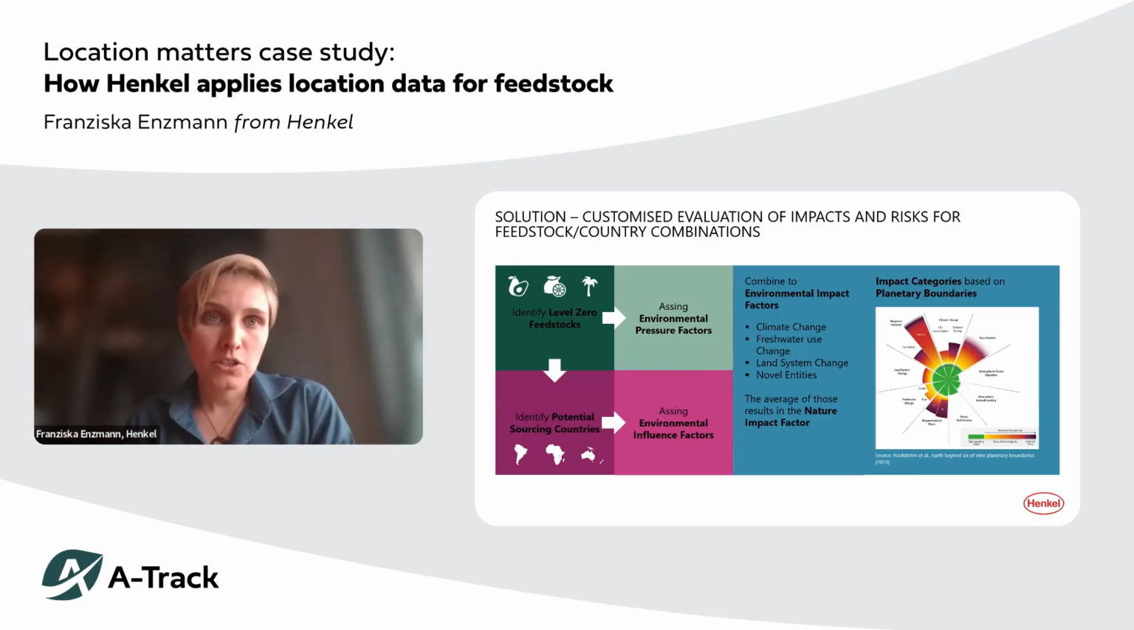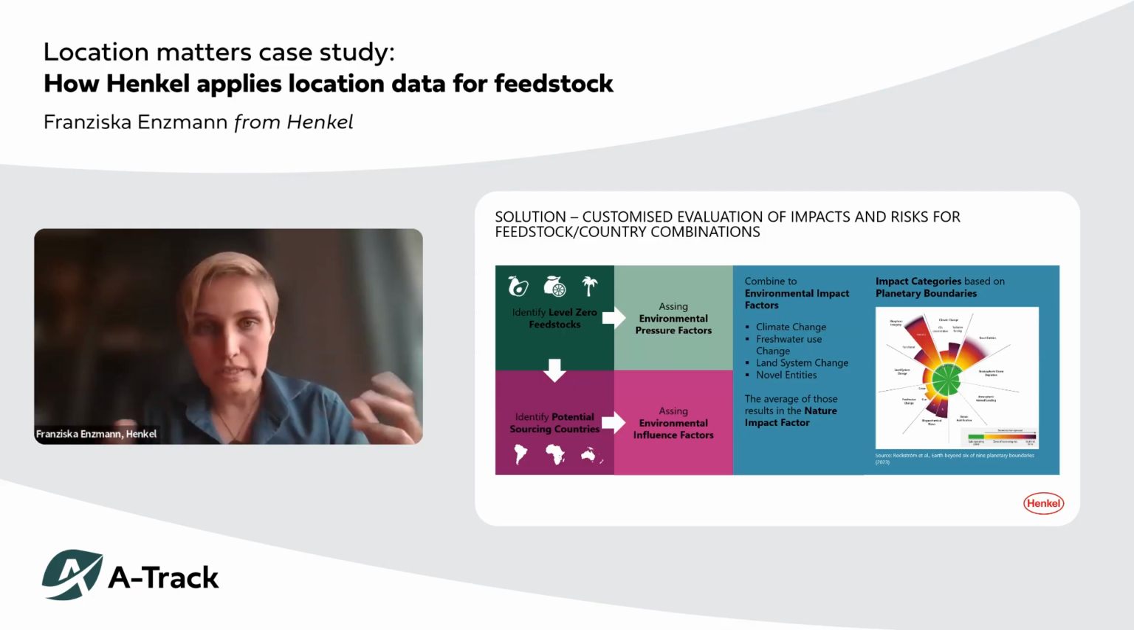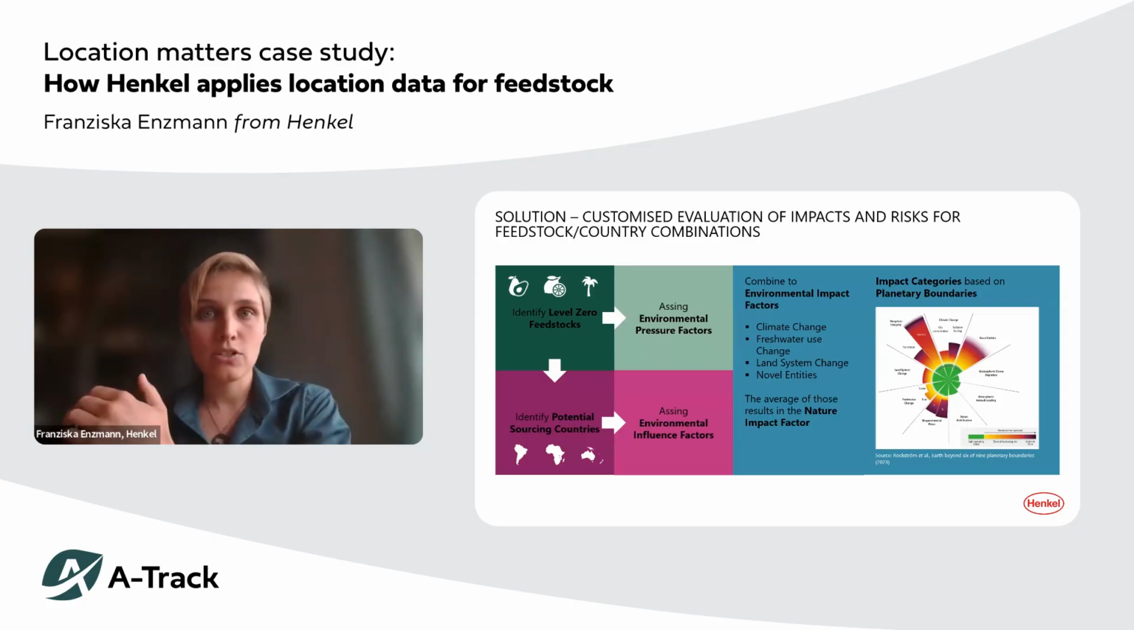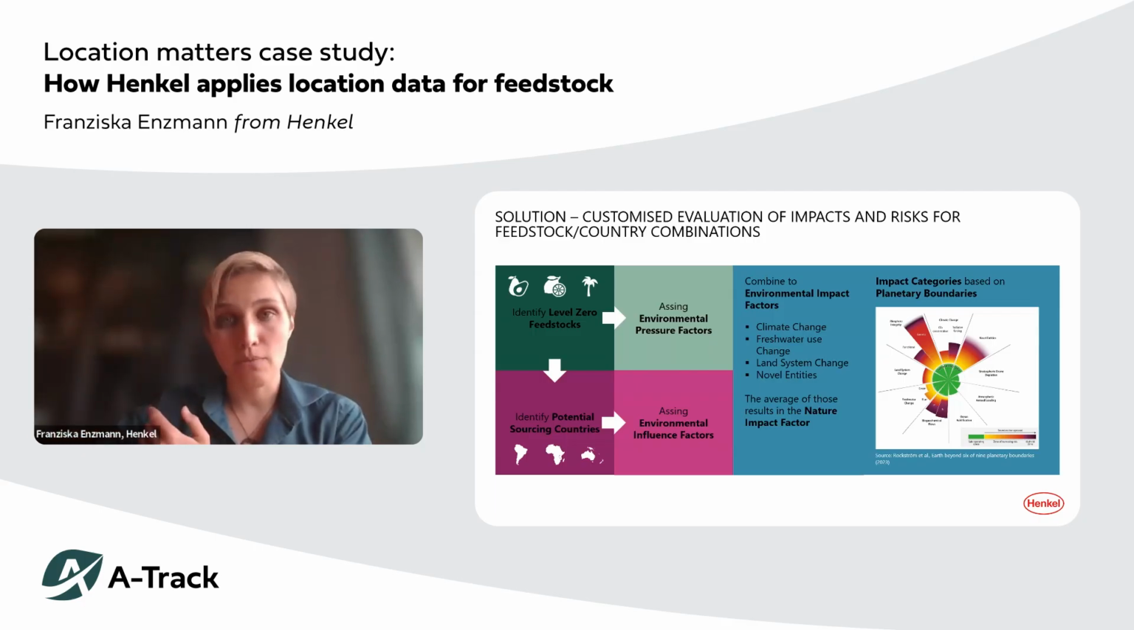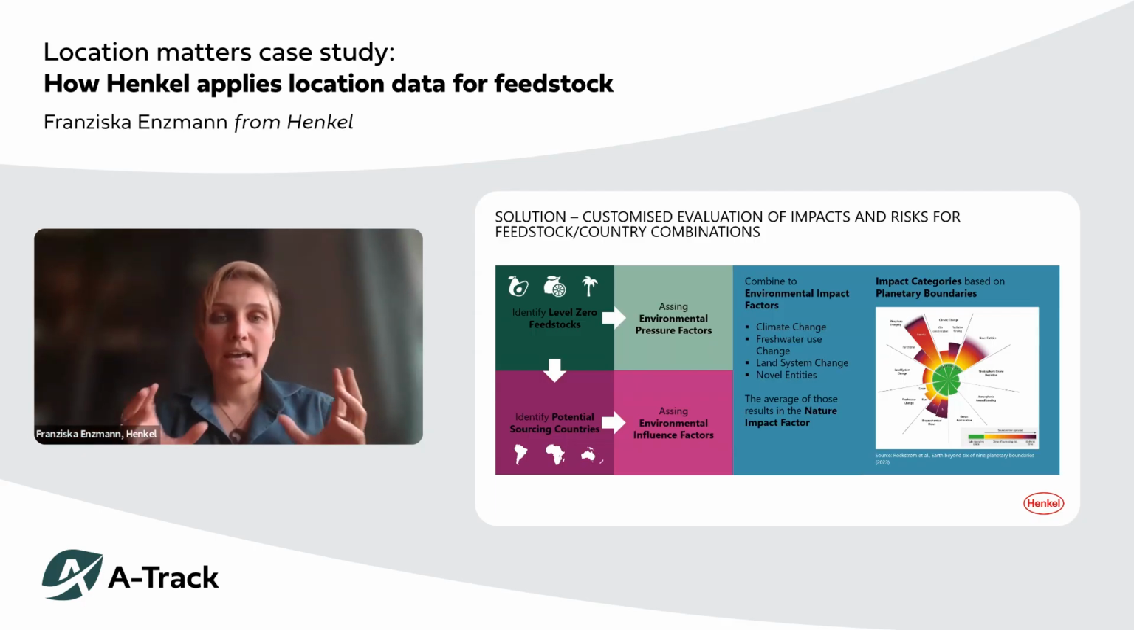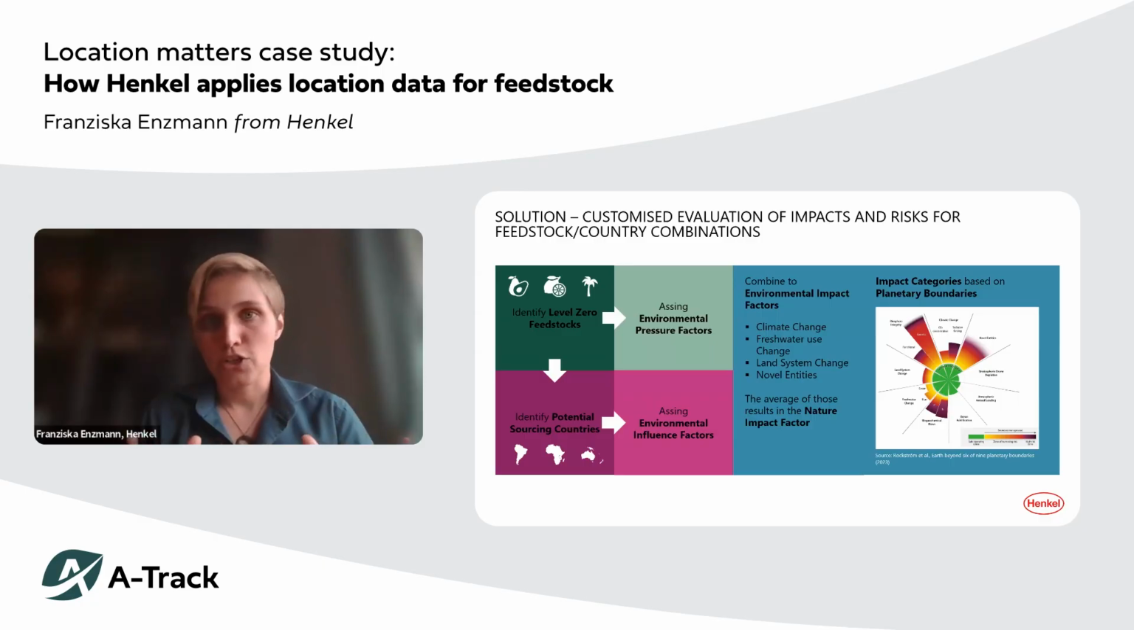Easy example, freshwater use change. You have a level 0 feedstock that uses loads of water for growing. If you have an agricultural production system, then obviously the pressure on the surrounding ecosystem is relatively high because a lot of water gets taken from the ecosystem. And this is basically the environmental pressure factor. How much pressure is the feedstock putting on the environment?